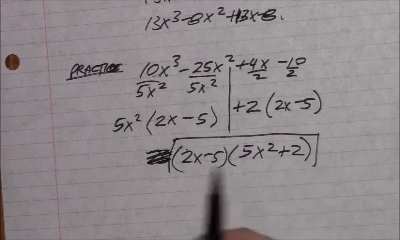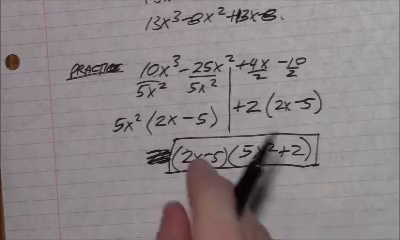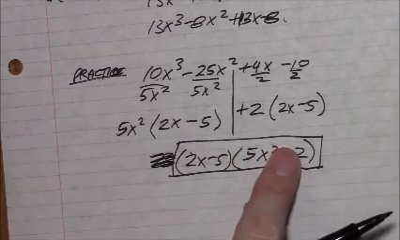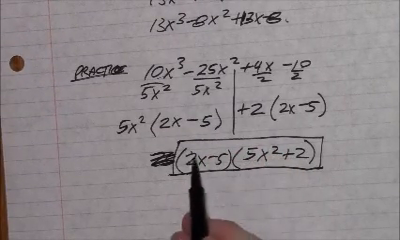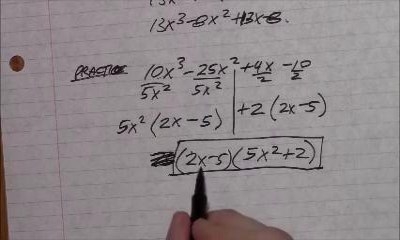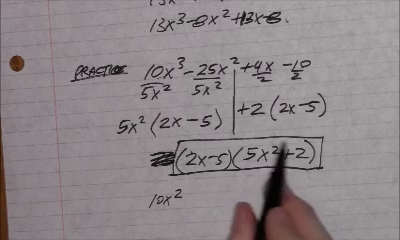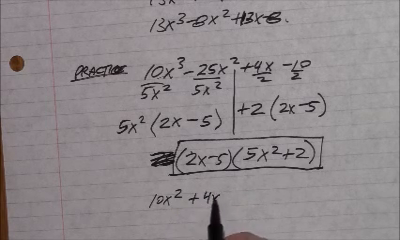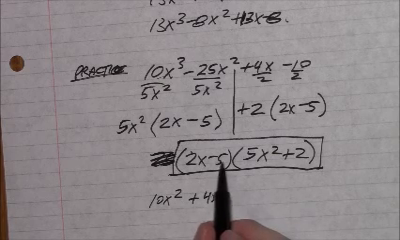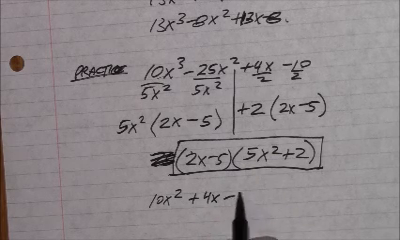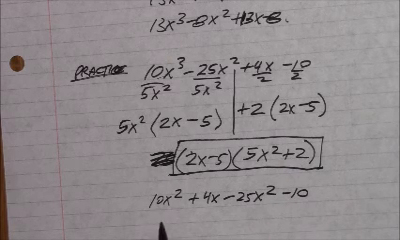Now, it doesn't matter, this one could come first, doesn't matter which one, because this is a times b, or b times a if you want to call it that. Now, if I multiply it back, I get 10. In fact, let's do it. 2x times 5x is 10x squared. 2x times 2, that's 4x. And then I get negative 5 times 5x squared, negative 25x squared. Negative 5 times 2 is a negative 10.